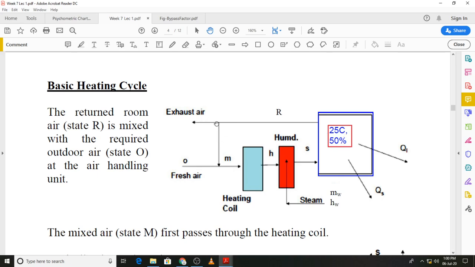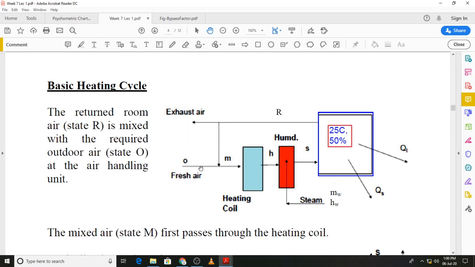You can see also that there is an exhaust and fresh air shown in the schematic diagram. The reason for that is, of course, one thing that we could have done is to take the outside air, heat it, humidify it, supply it, and then exhaust the air.